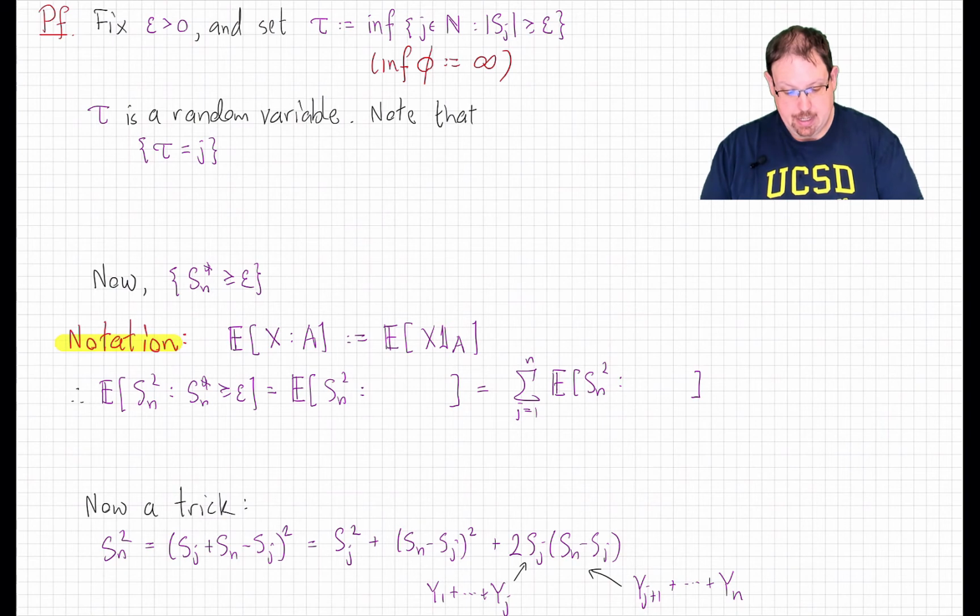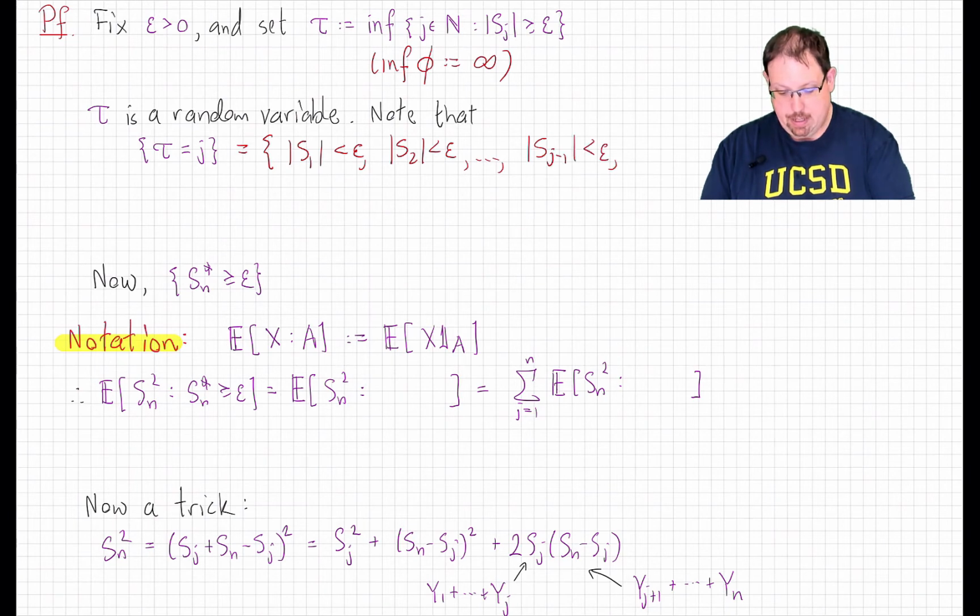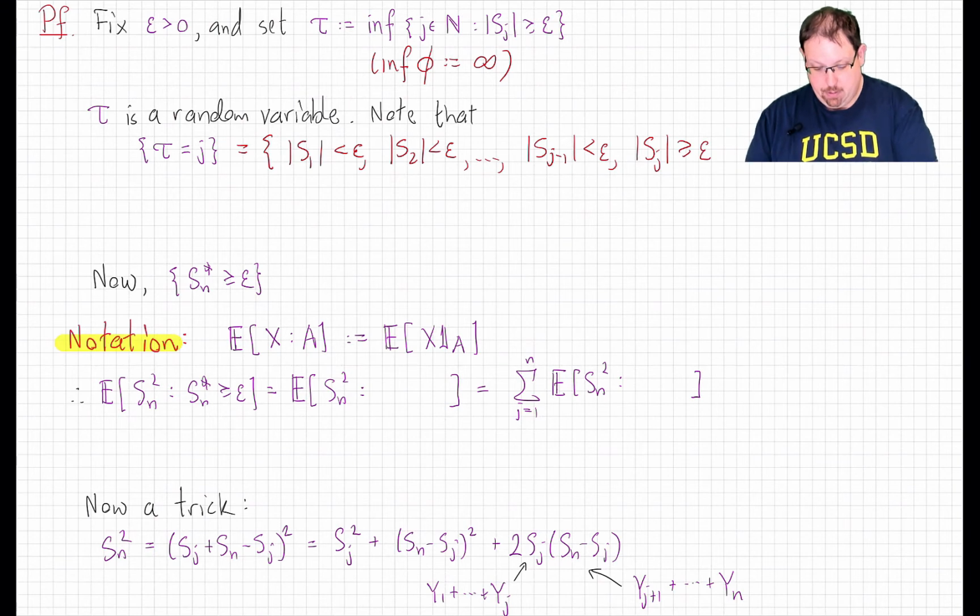That is to say, this event is exactly the event that the absolute value of S1 is less than epsilon, the absolute value of S2 is less than epsilon, and so on through the absolute value of S(j-1) less than epsilon, and absolute value of Sj is bigger than or equal to epsilon. Now remember what these random variables are.